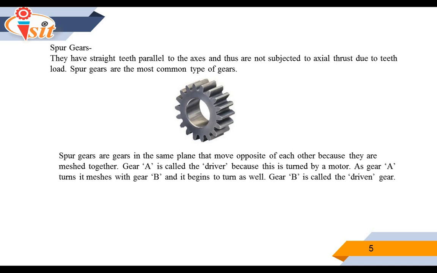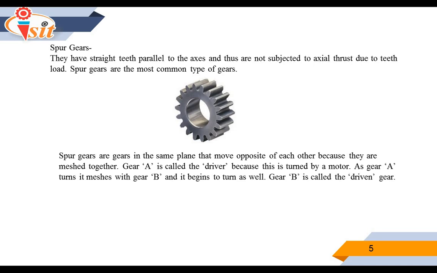Spur gears have straight teeth parallel to the axis and thus are not subjected to axial thrust due to teeth load. Spur gears are the most common type of gears. They are used to transmit rotary motion between parallel shafts. They are usually cylindrical in shape, and the teeth are straight and parallel to the axis of rotation. Sometimes many spur gears are used at once to create very large gear reductions. Spur gears are used in many devices but not in cars as they produce large noise.